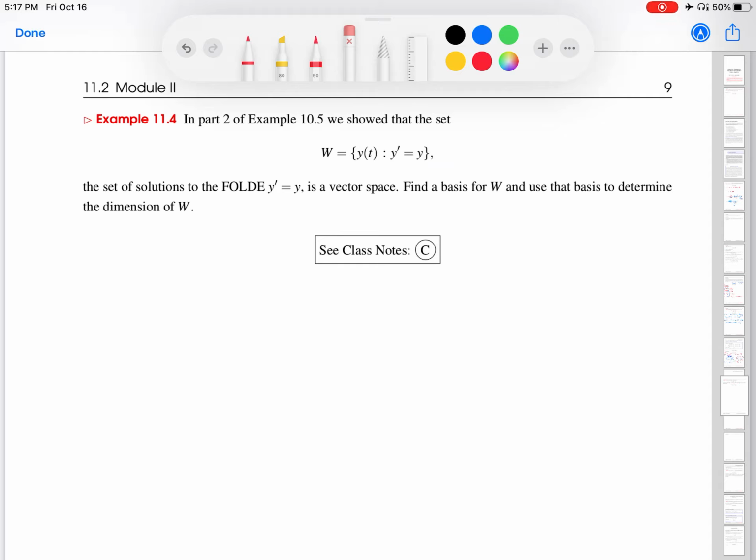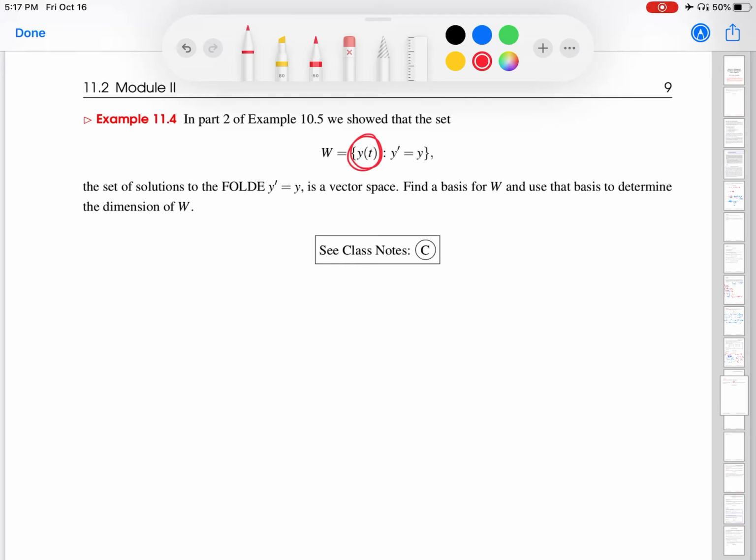Well, we want to find a basis, right? Remember, basis means a subset, if you will, of the elements here, which are functions, that is linearly independent and spans the space. Great. And then we're going to use that basis to determine the dimension. All right, so what am I looking for? I am looking for particular functions in the space that span the space and are linearly independent.